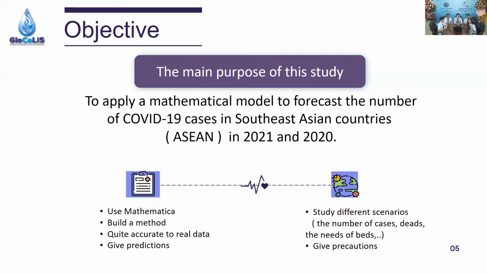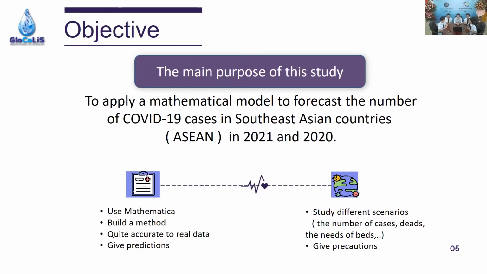To be more specific, this software is a computational program which is used in numerous fields, namely science, engineering, mathematics, as well as other computing fields. So, the main purpose of this study was to apply a mathematical model to forecast the number of COVID-19 cases in Southeast Asian countries in the future.